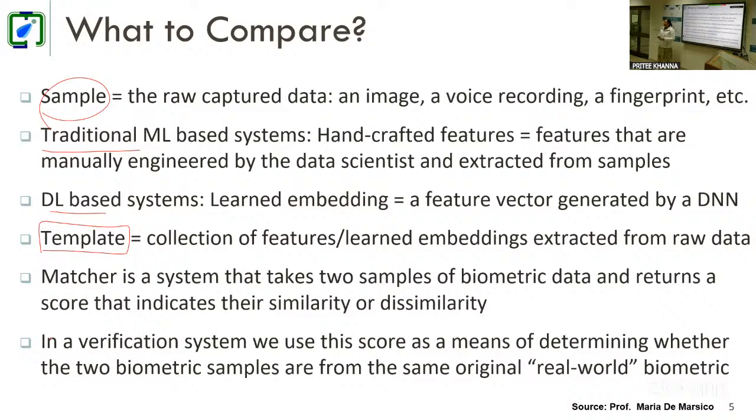So now what is the matcher for? The matcher will take two samples here. One is the stored template and another is the template generated at runtime, in real time, and then it will generate either a similarity score or a dissimilarity score, whichever you are comfortable with. So in the verification system, we are going to use this score so that we can determine whether two biometric samples are from the same person or from another.